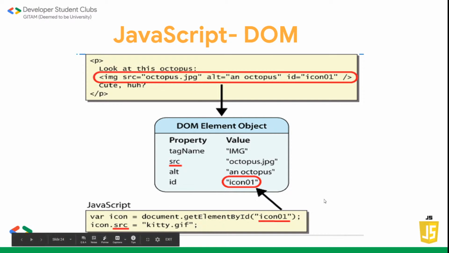So from this example we can say that there is an image tag whose ID is iton01. We get that iton01 from document.getElementById. We assign that to iton and we are changing its source. Before it was octopus.jpg, but I want to change it to tt.gif. I no need to write another image tag for that. I can directly change it from JavaScript. So that is the main advantage of using JavaScript, that we can change dynamically. Our HTML or web pages can change dynamically depending upon the events.